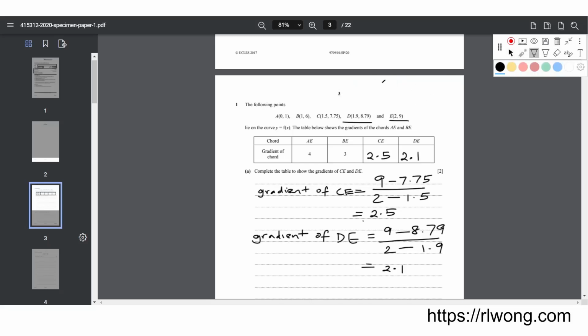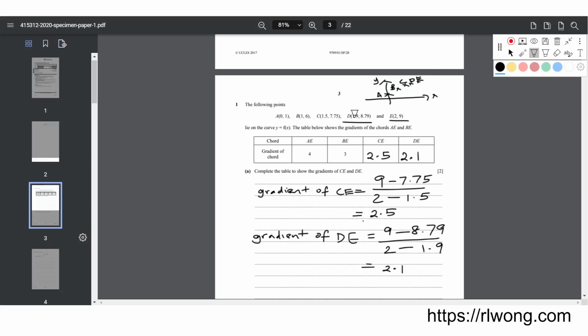Now, if you look at this, I do not know what the curve is, but I know this is my point A, so this is A (0, 1). This is point B (1, 6). This is point C here. Then this is point D. And this is point E (2, 9). This is my x, this is my y. I do not know what the curve is.